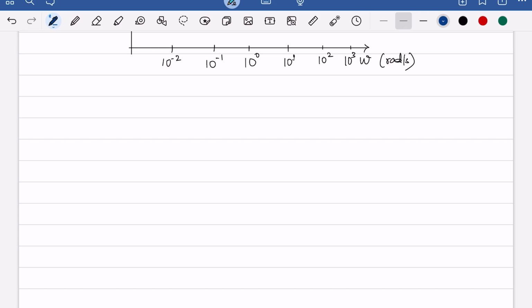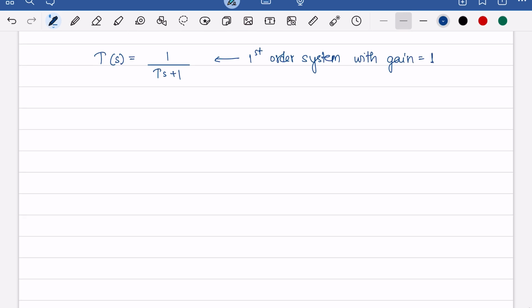whose transfer function is given by, say, T of S is equal to 1 over tau S plus 1. Okay, so there is a first order system, but it's not in the standard form because it has a gain of 1. The reason I do this is so I don't overwhelm you with information in the very beginning, and we can build an intuition as we go forward. But I should probably have marked this as capital T instead of tau.